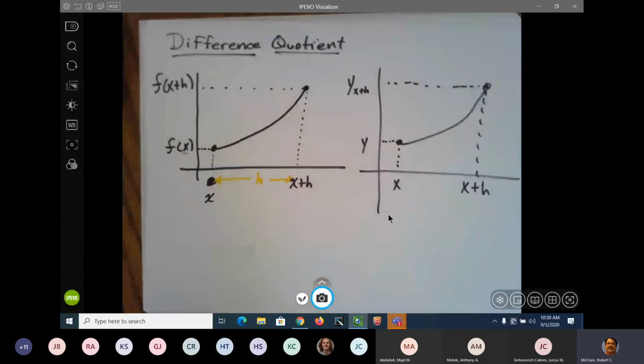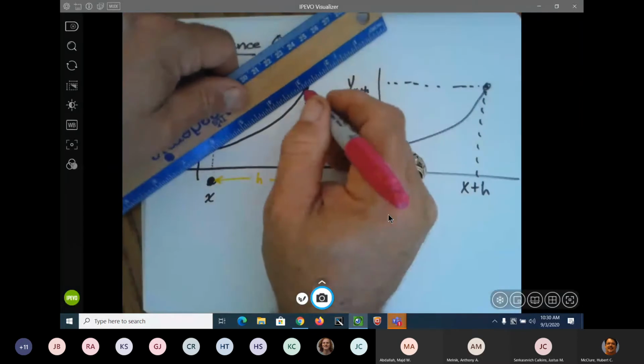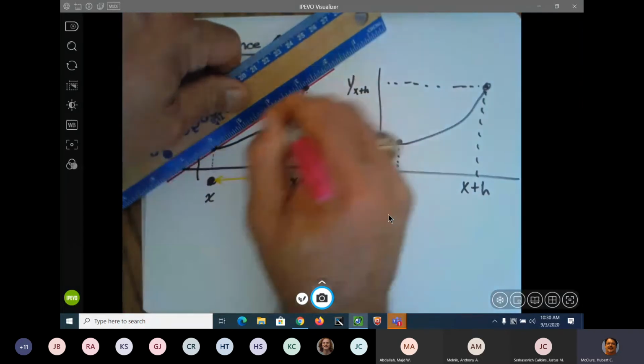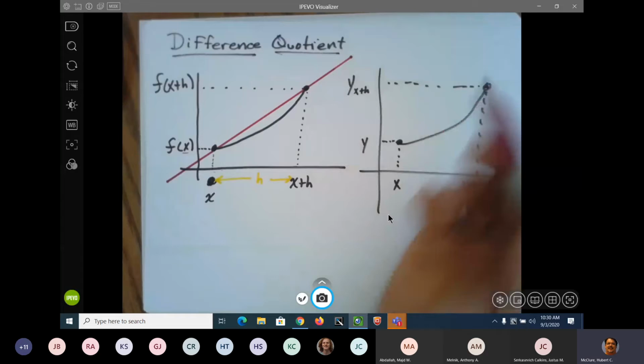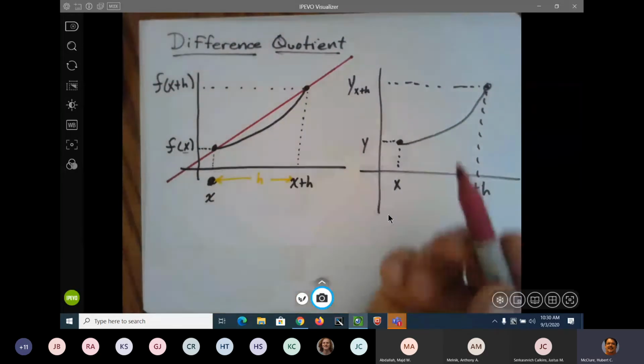All right, I'm going to draw a line. I'm going to draw a red line. I don't use red, so I'm going to use magenta. A red line between these 2 points. Now we've got a linear relation between these 2 points on the curve. Everybody with me?